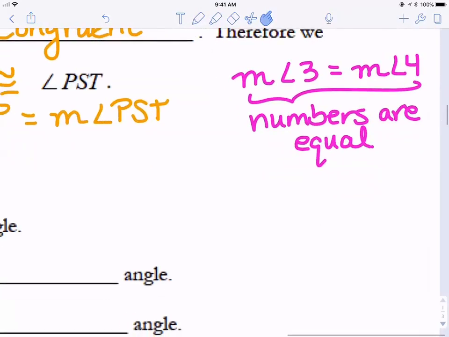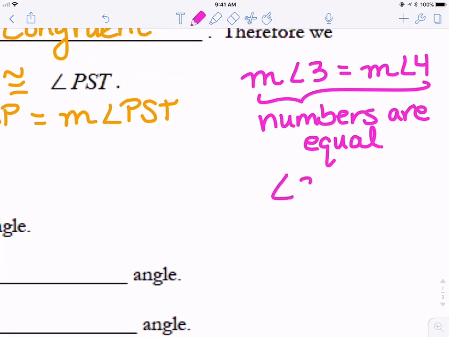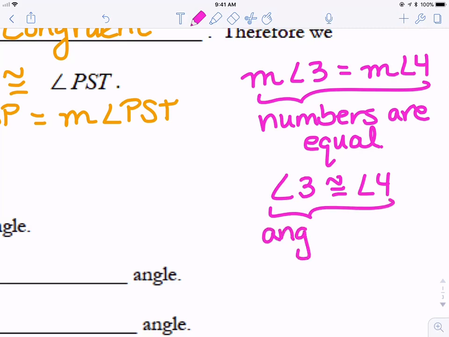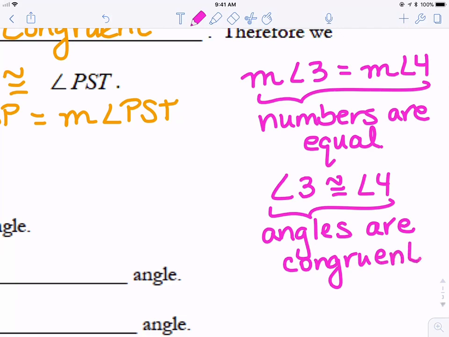That's different than saying angle 3 is congruent to angle 4. That's referring to the actual angles themselves. Objects are congruent. Numbers are equal. So again, I'm going to be a little bit picky on that notation. When you write the measure here, that should be an equal sign because those are numbers. When you write the congruence, that goes with the actual angles.